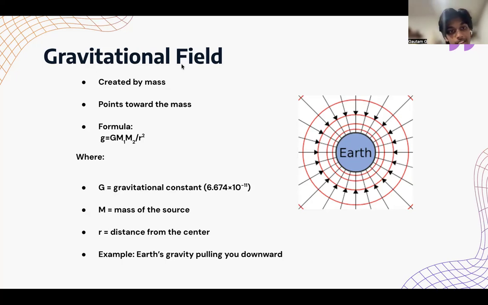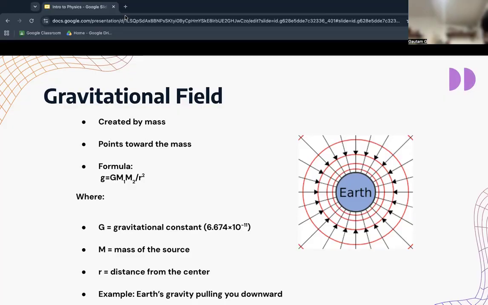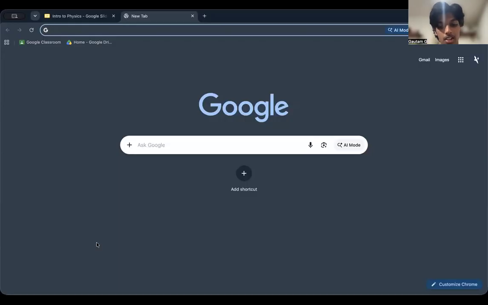Another field is the gravitational field. As you can tell, gravity is not a non-contact force. It's just a force that pulls down. The non-simplified version goes really in depth, not quite quantum mechanics, but really in depth. I think I can pull up a picture actually. Let's see if I can pull up a picture.